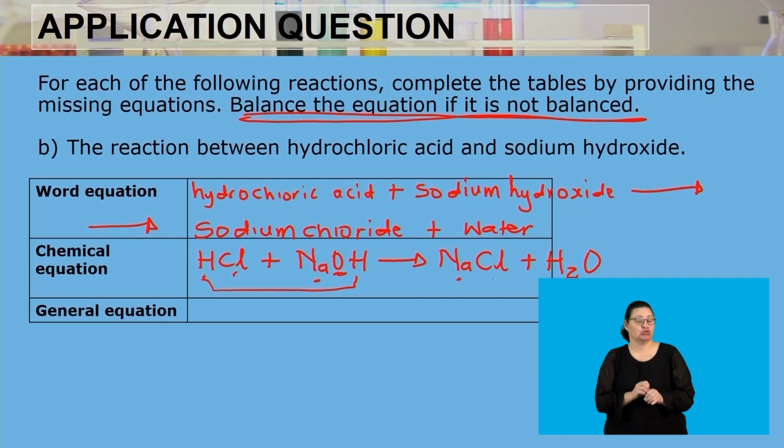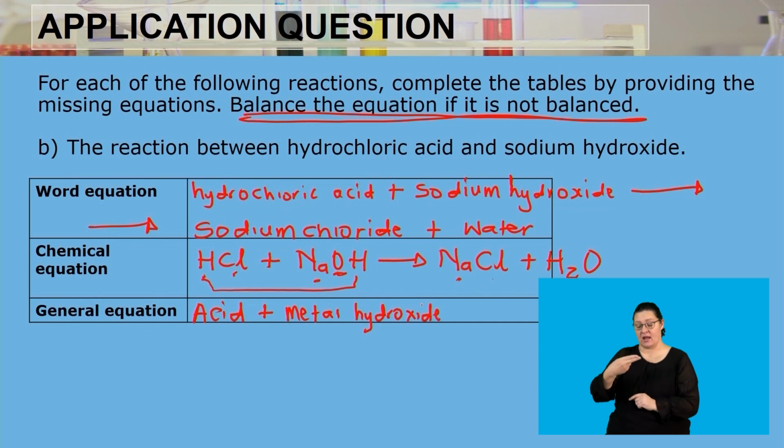Now, our general equation, what did we add? We added an acid plus, and then this is our metal, our sodium is our metal, so we added a metal hydroxide, and then this reacted to form salt and water. So this is our salt and water which was formed from that reaction.